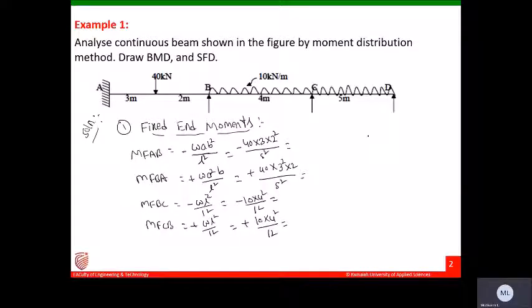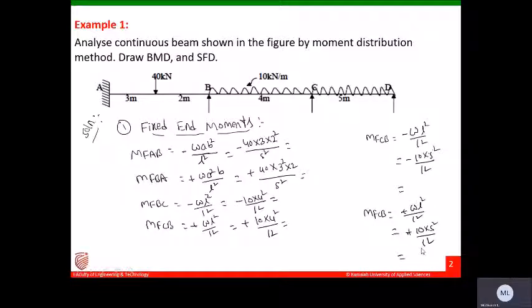Similarly, for the next span, MF is minus WL square by 12, so minus W is 10, L is 5 square divided by 12. You can write down the value. Similarly, the other end moment will be plus WL square by 12, so plus W is 10, L is 5 square divided by 12. So let us write down the value of that one.